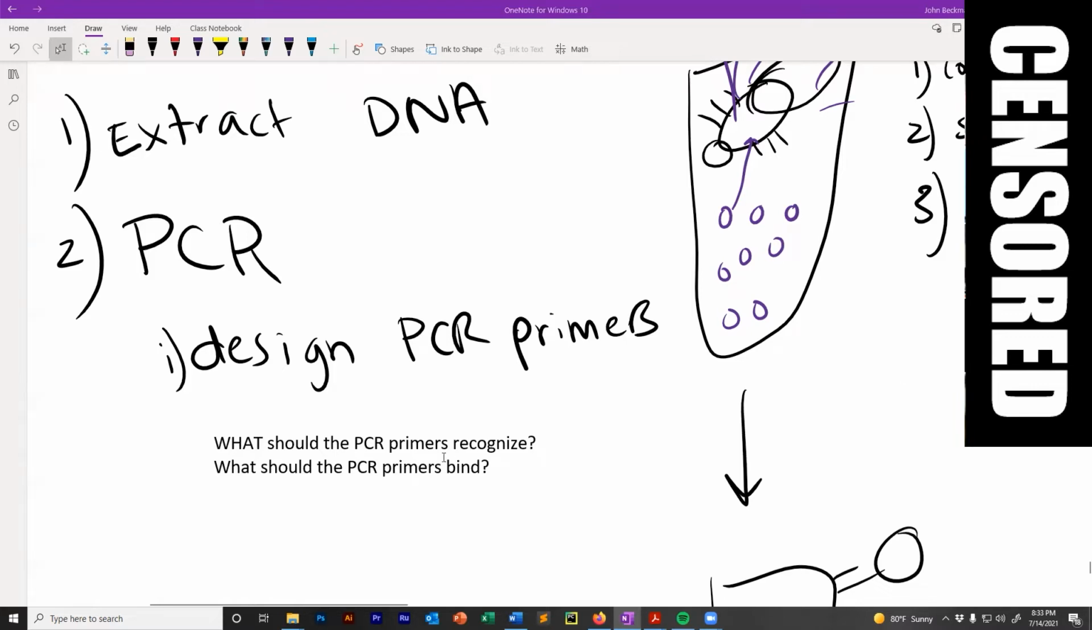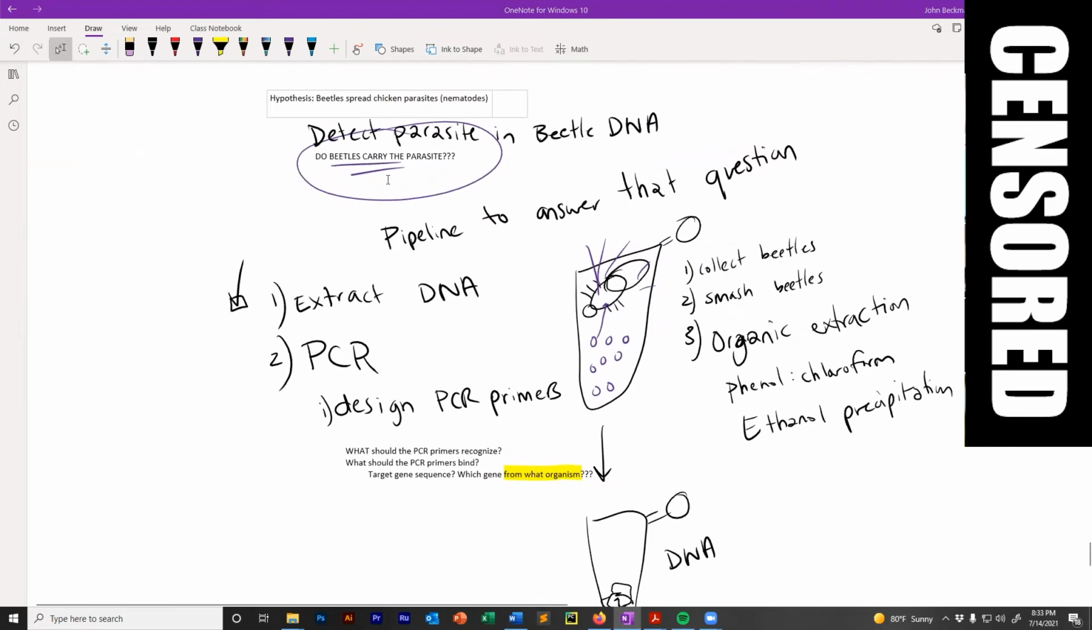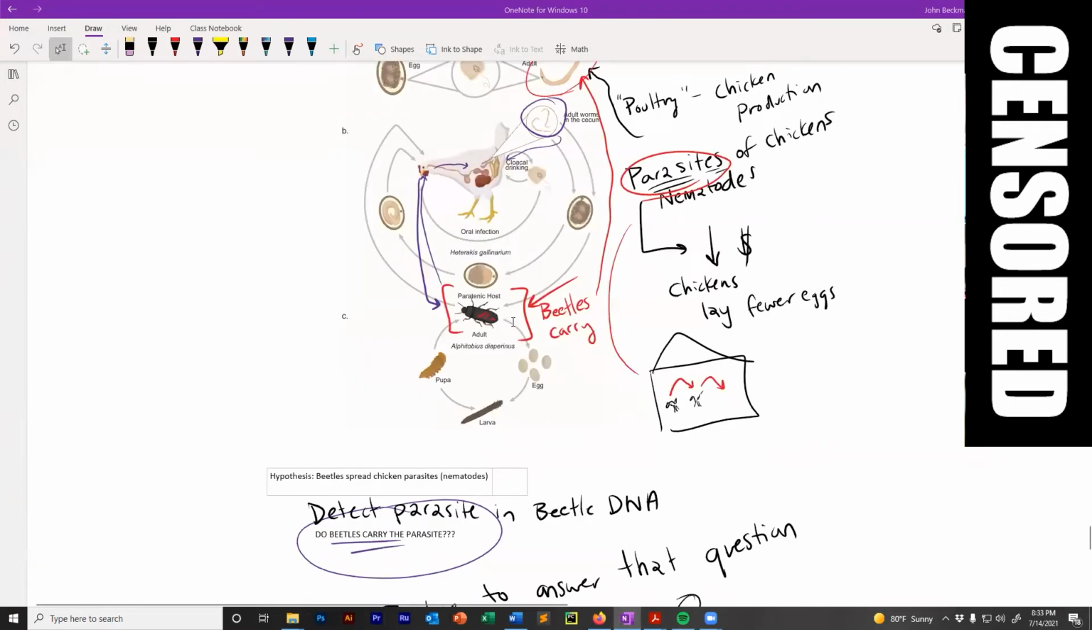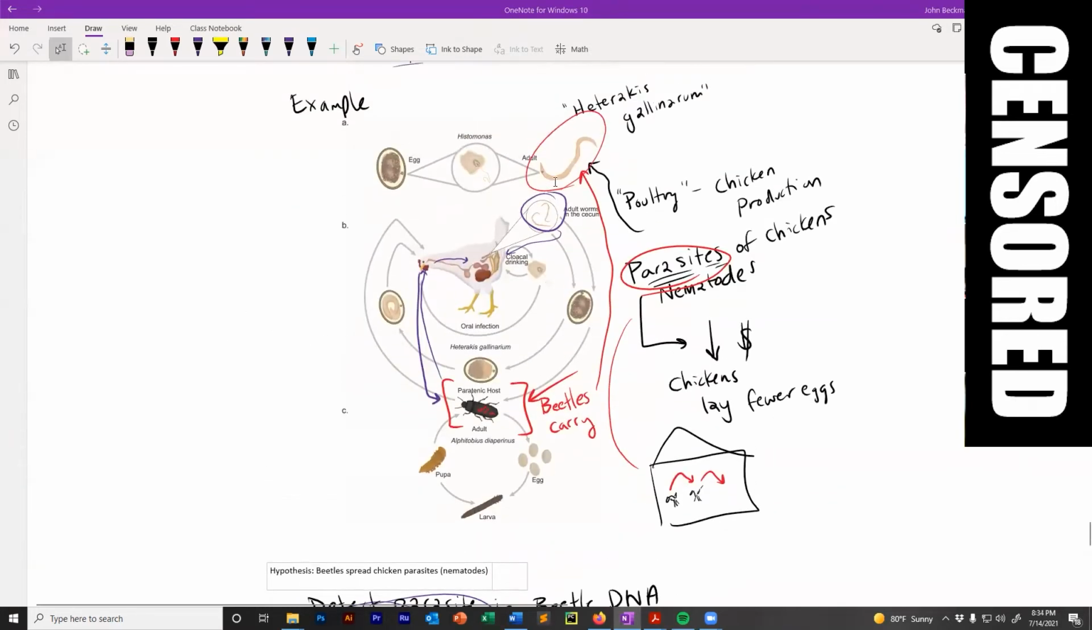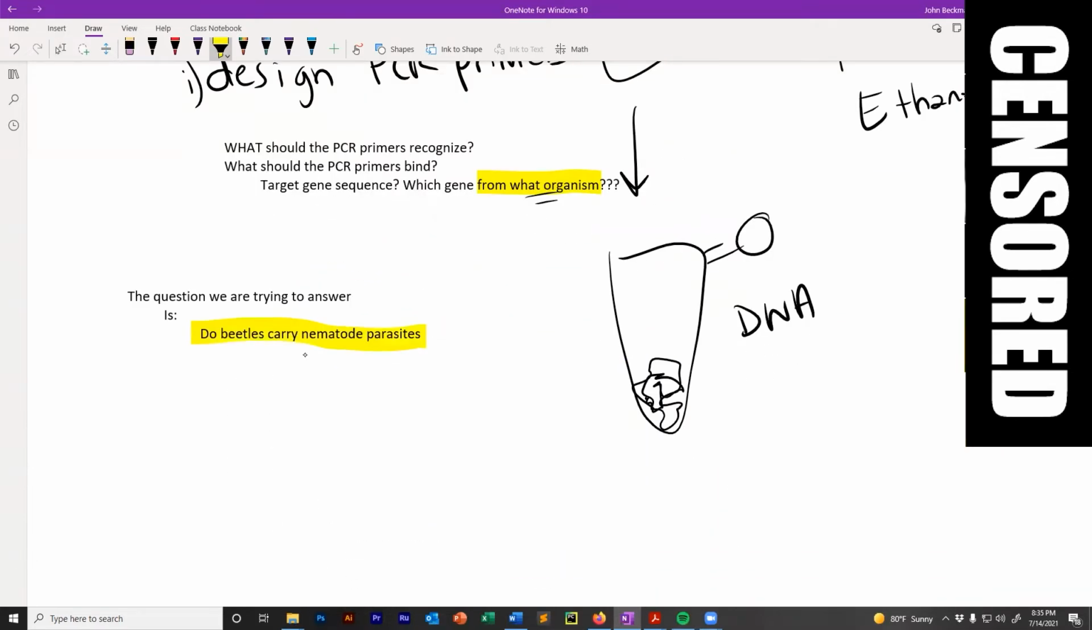Okay, a target gene sequence. So somebody wrote target gene sequence. Okay, but which gene from what organism? Okay, remember our goal. Our goal is to detect a parasite in beetle DNA. Because the question is, do these beetles carry these nematodes? That's the question we're trying to answer. Yes, parasites. It should recognize the parasite.